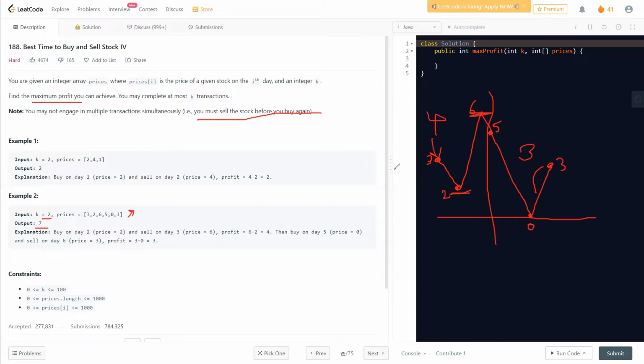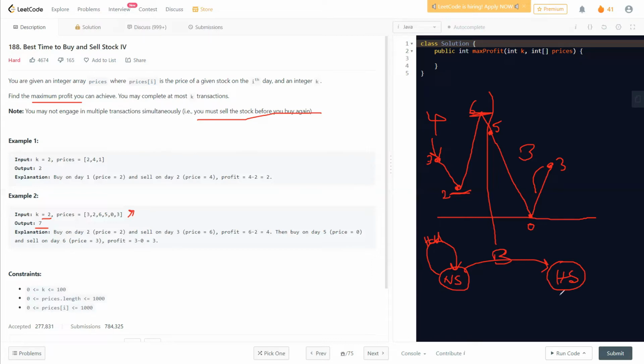So what will our states be? One state is having no stock in hand. We can do two things: either buy and move to a state of having stock, or with no stock in hand, simply hold the position, where you don't buy or sell anything. You simply remain in your state of having no stock.